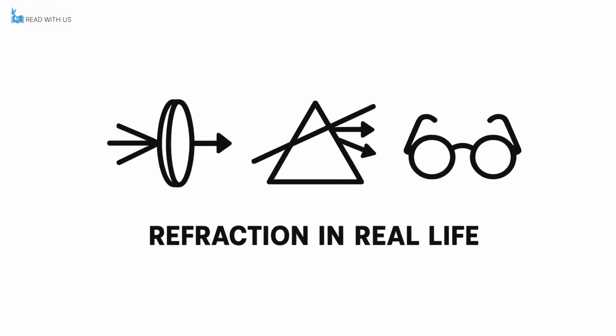Understanding refraction helps us explain how lenses focus light, how prisms spread colors, and how glasses help people see clearly. By measuring the angles carefully and drawing accurate ray diagrams, we can prove scientifically how light behaves when it enters and leaves a glass block.